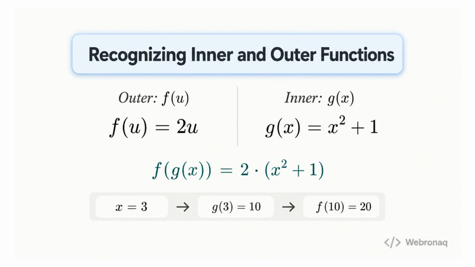A quick test. Ask yourself what gets applied last. That is your outer function. What feeds into it? That is your inner. With x equal to 3, g gives us 10, and f wraps around that to give 20. Once you can reliably identify the inner and outer layers of any composite, applying the chain rule becomes almost automatic. That identification step is exactly what the next slide builds on.